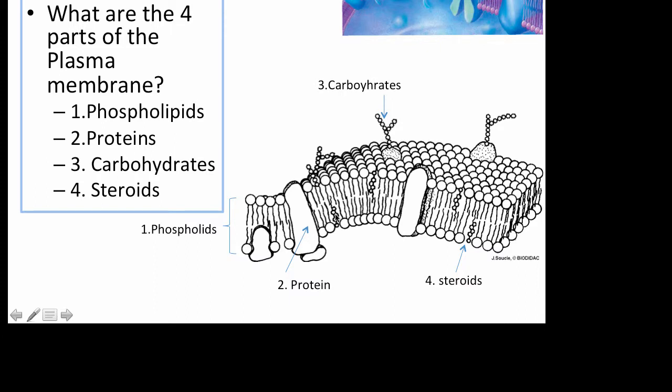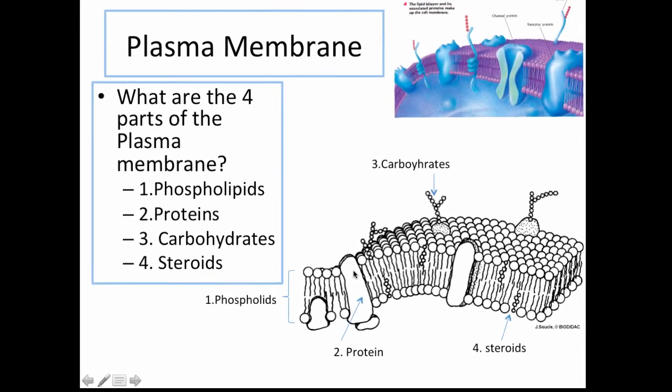All of these components are in constant motion and constant movement, so we call it fluid. Sometimes the parts can be closer together or slightly apart from each other, and it depends on the temperature. The closer together they are, the colder it is usually, and the warmer it is, the farther apart they get. In between these phospholipids is where certain substances can pass through, and they'll also be allowed to pass through these proteins.